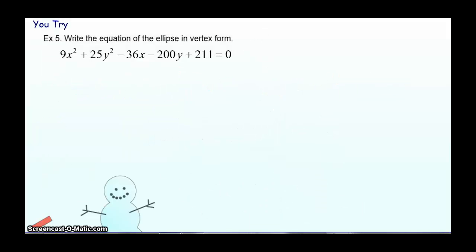Okay, you are going to try this example. You're going to do exactly what I just did. If you want, you can pause it. I'm going to do one more example with you.